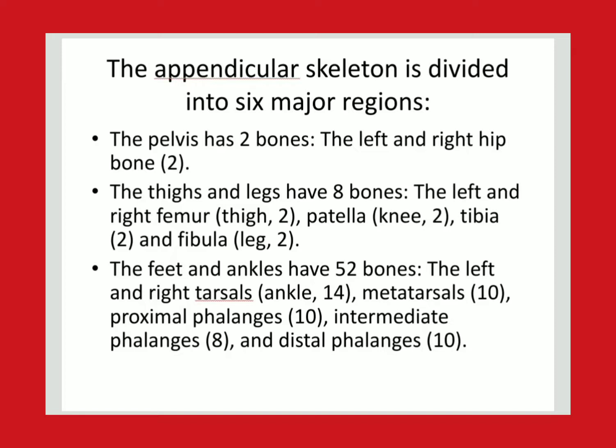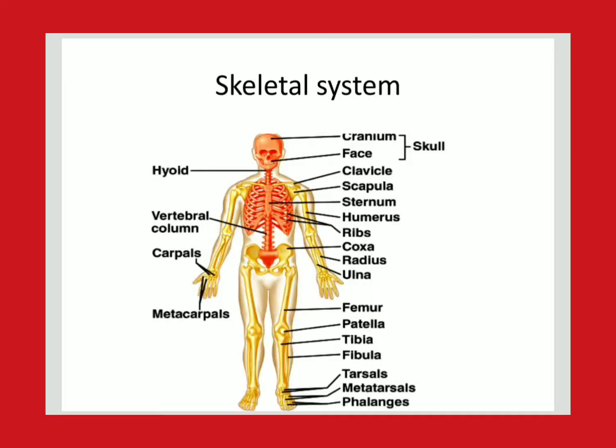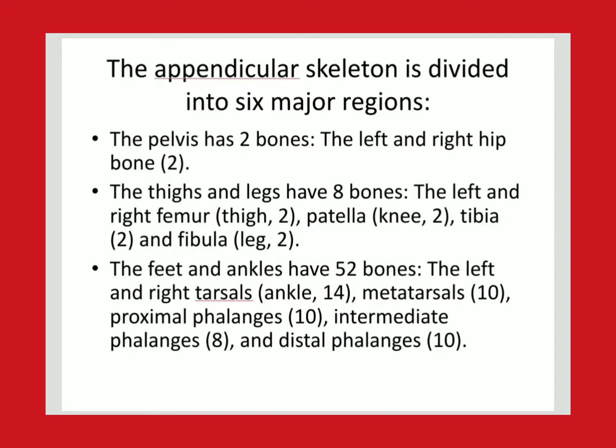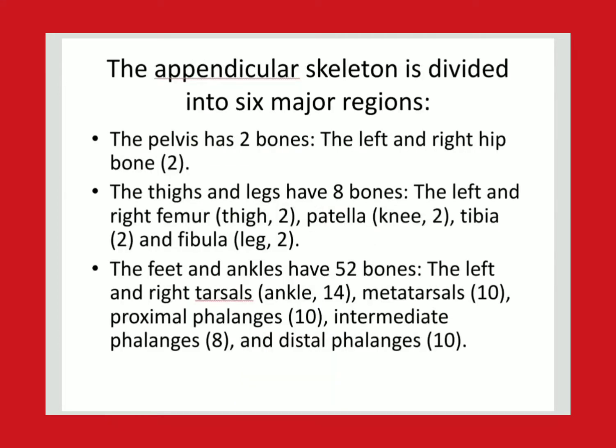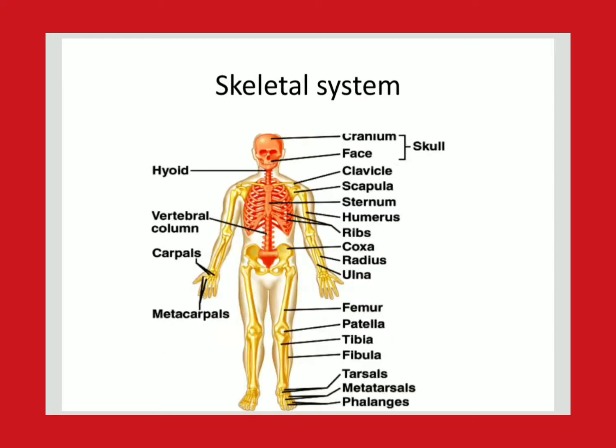The feet and ankles have 52 bones: the left and right tarsals, metatarsals, proximal phalanges, intermediate phalanges and distal phalanges. Here you can see the femur, patella, tibia and fibula. All of these are present in the body, along with the metacarpals, metatarsals and carpals, everything in this diagram. So the feet and ankles have 52 bones in total.